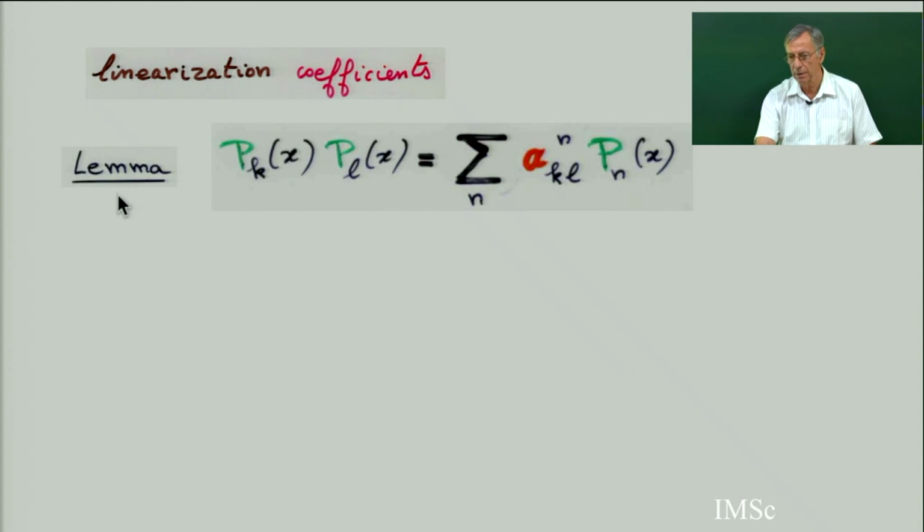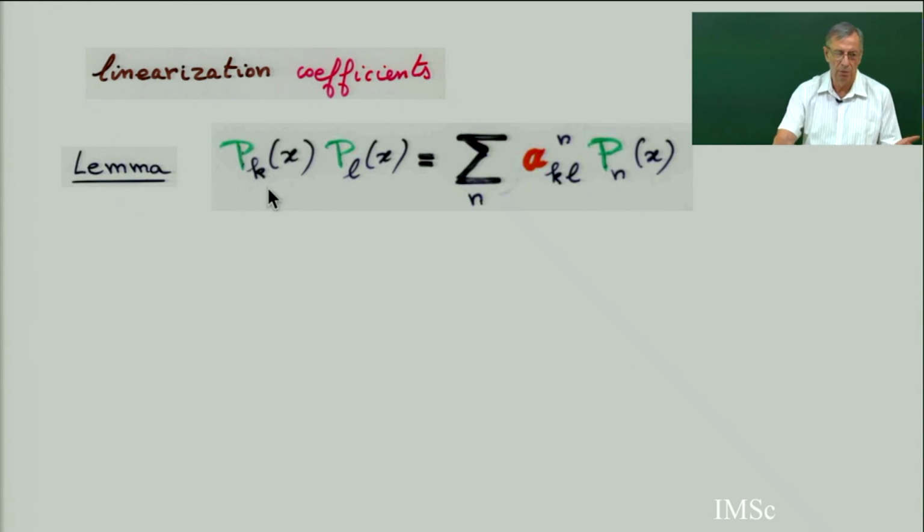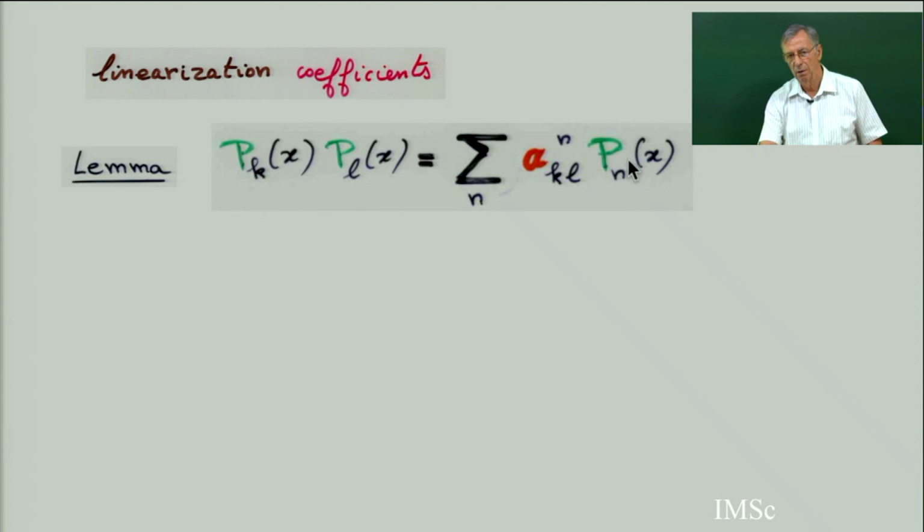So there's an easy lemma. Any sequence of orthogonal polynomials is a basis of the space of polynomials. And so if you take the product of any of these polynomials p_k and p_l, for any k and l, this may be expressed as a sum over all possible polynomials. This is a finite sum. And here there is a coefficient which depends on k, l, and n. This is called the linearization coefficient.